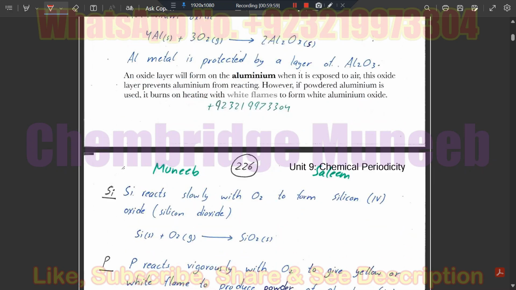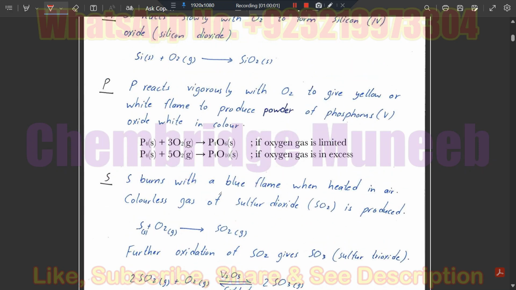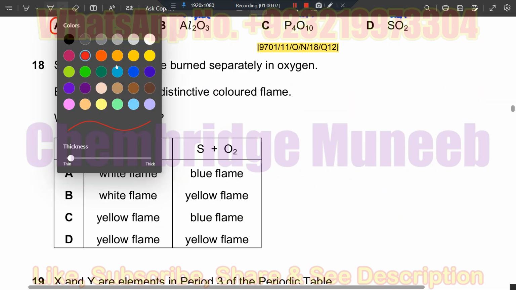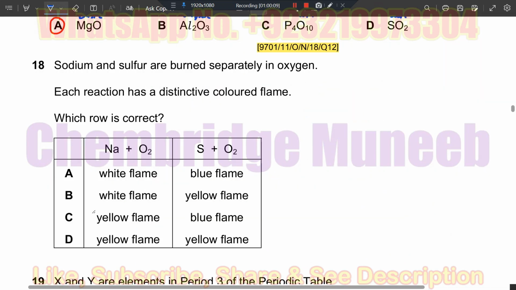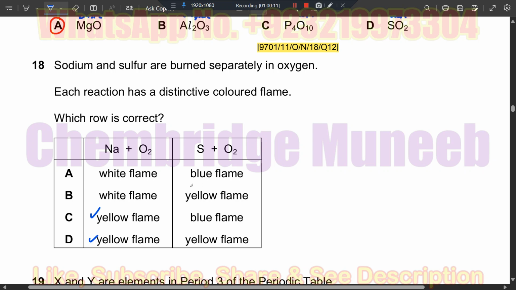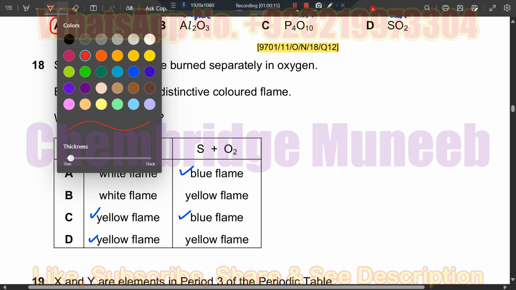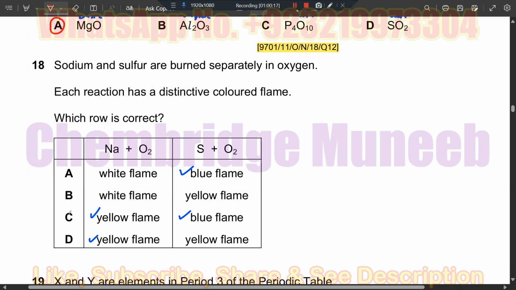And for the sulfur, the flame color is the blue flame. So we have to select the right option from here. So for sodium, we will select the yellow flame, and for the sulfur, we will select the blue flame. That's the combination of C. C is the right answer from here.